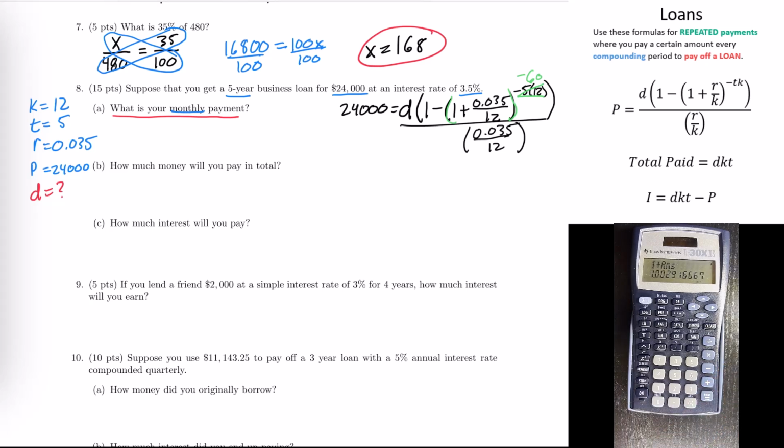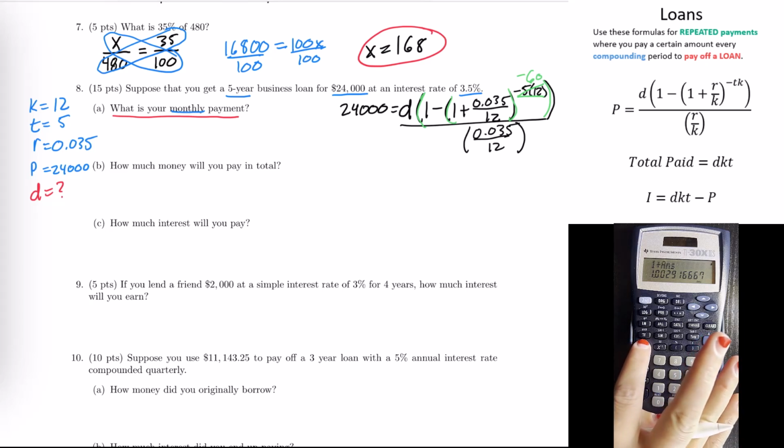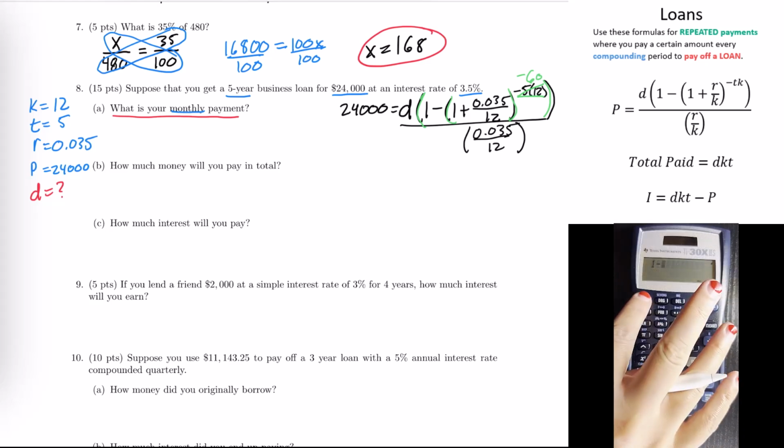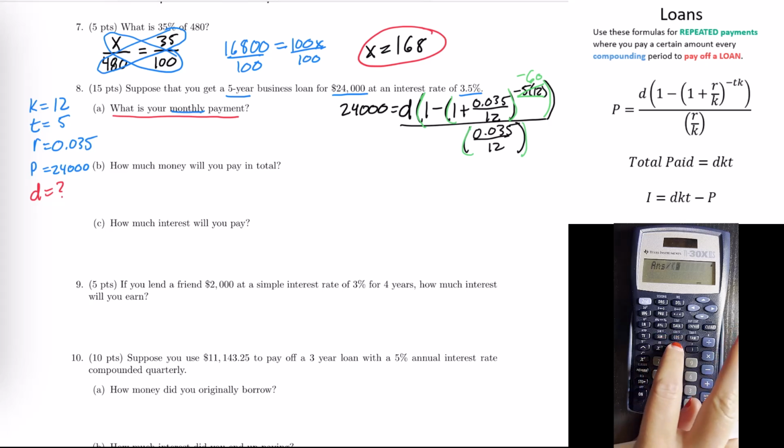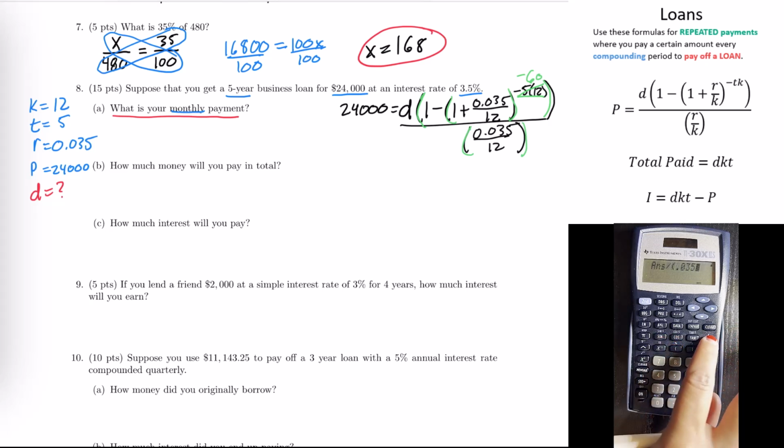And now I can start working on the big set of parentheses. In that big set of parentheses, I have an exponent and subtraction, and exponents always go first. So we're going to raise this to an exponent of negative 60, and then we're going to do 1 minus that result. That gives us that number. And then to simplify the fraction and the division by the stuff on the bottom, I'm going to divide this by 0.035 divided by 12 inside of parentheses.